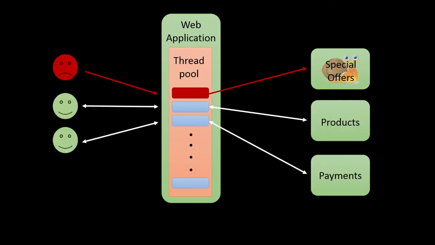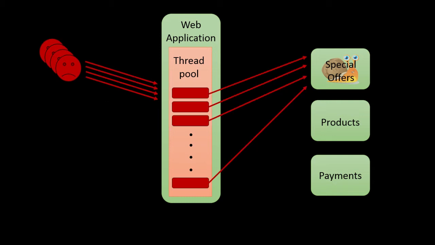Okay, that's no big deal, because there are a lot of other threads in the thread pool that can handle requests that use other services and show other pages. It's still possible to browse the products and to make payments. But as more and more requests come into the special offers page, more and more threads will be blocked until all threads are blocked.